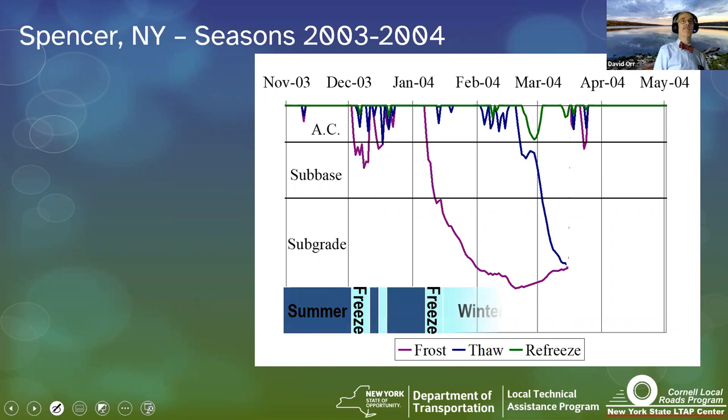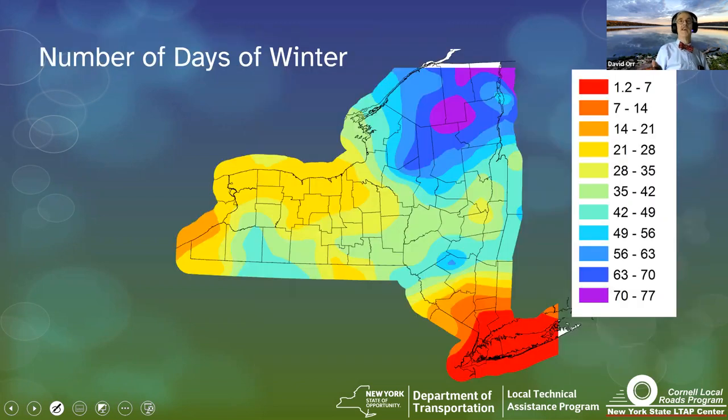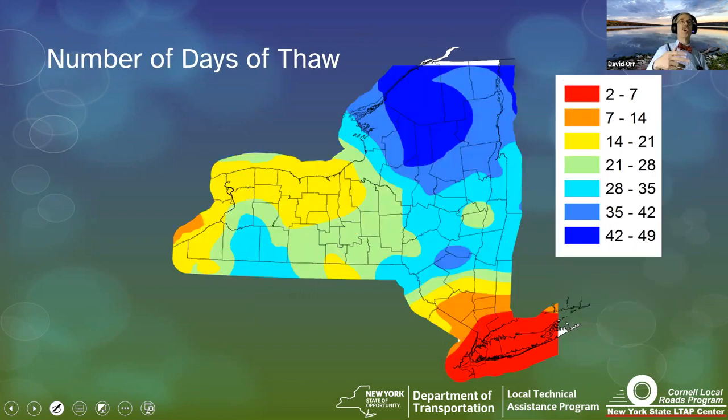And if you define it by what season it is, you're going to have some non-consecutive days. And so you can't just use average. You need to use more detailed calculations. That's what we developed. We developed a series of maps that have the number of days of winter where everything's frozen, the number of days of thaw, and you can use that in the pavement design.